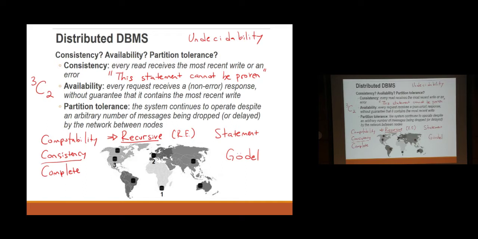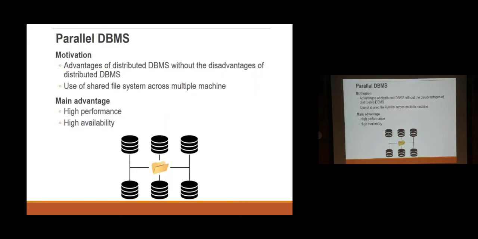Now that we talk about distributed DBMS, how do we try to scale down distributed DBMS such that we get the benefit of distributed DBMS without the disadvantage of distributed DBMS? Well, the answer is actually a parallel DBMS. A parallel system is basically several machines all located in the same location. It shares a single file system.